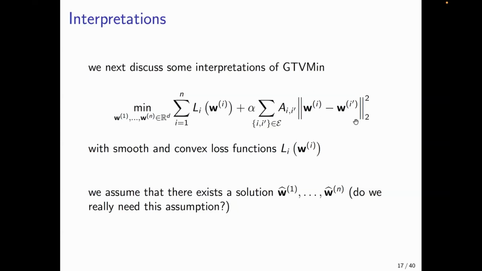And we use the quadratic Euclidean norm between model parameters as discrepancy measure. We also assume that there exists a solution. Maybe a nice bonus task for you: try to find an example for this GTV-Min special case where there is no solution. So can there be smooth and convex loss functions such that this optimization problem does not have a solution? But for now, we assume that there exists a solution.